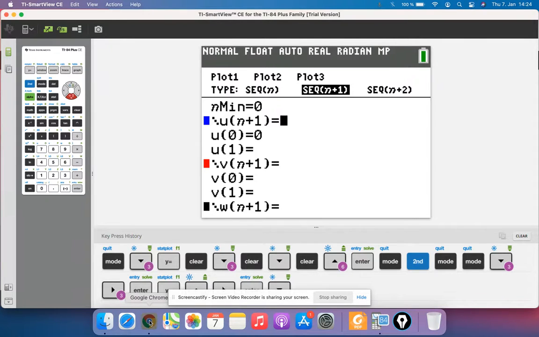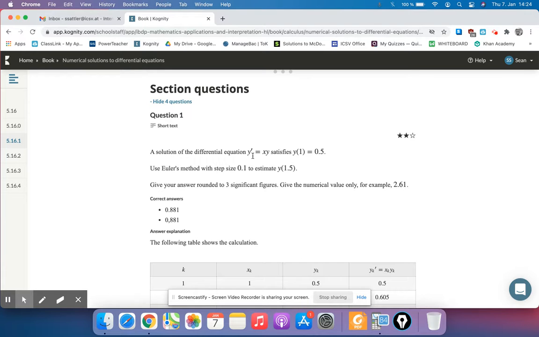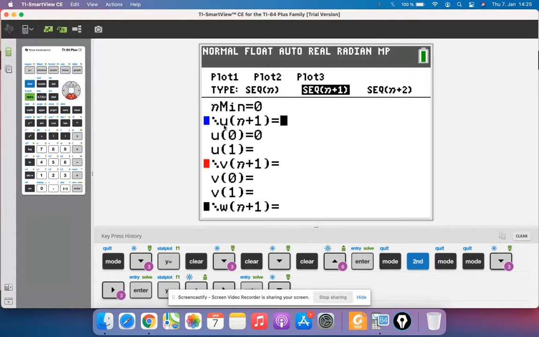So for this problem, we're given this differential equation, dy dx equals x times y. And the first thing I usually do is this y1 equals 0.5. That means when x is 1, y is 0.5. So that's u is the x and v is the y. So we want u of n plus 1 to be, we have to make this be u of x. So I have to do second, and the u is right there.